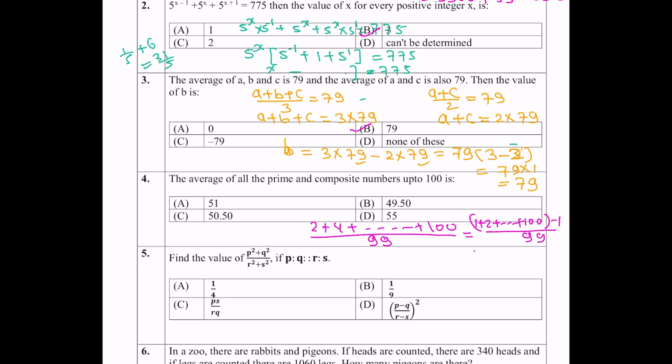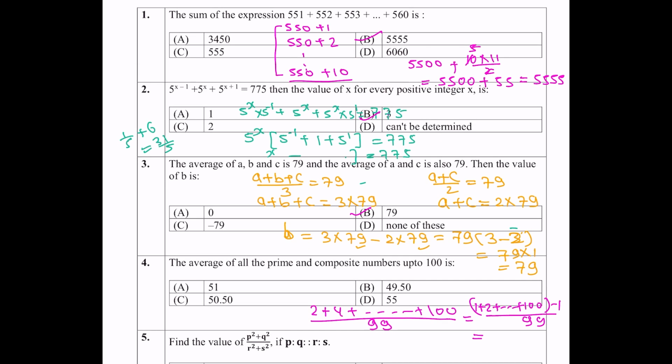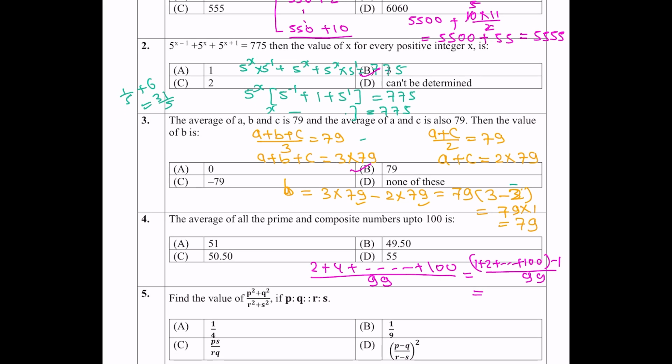Now again, in the starting I told you one formula, no? Like this one: 1 plus 2 plus 3 up to n is equal to n into n plus 1 by 2. So here if I use this formula, we are getting 1 upon 99, 100 into 101 divided by 2 minus 1. If we simplify this, 100 into 101 by 2 gives 50 into 101, so we can write here 5050 minus 1.